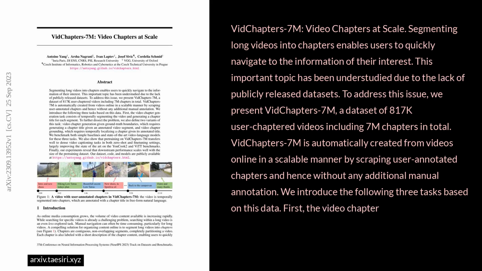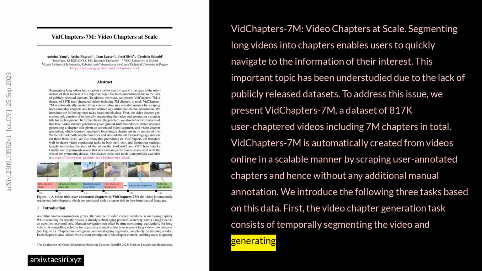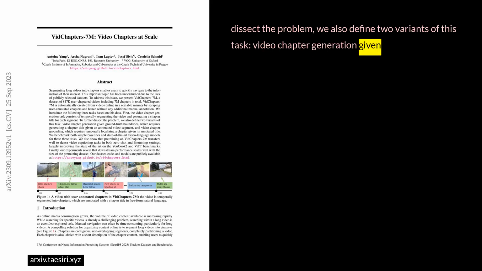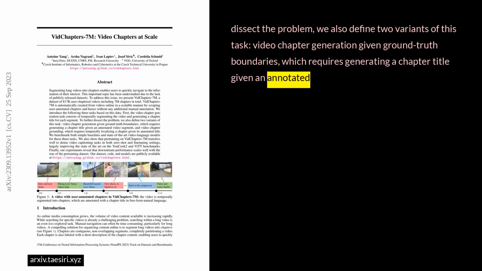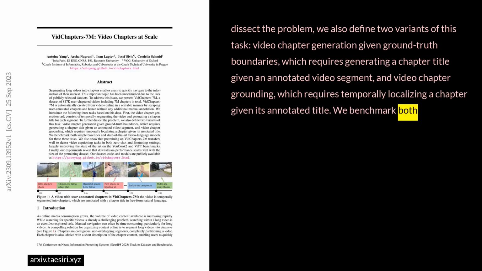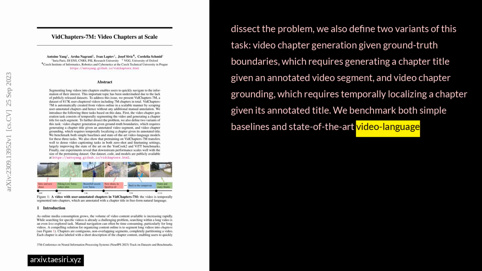First, the video chapter generation task consists of temporally segmenting the video and generating a chapter title for each segment. To further dissect the problem, we also define 2 variants of this task. Video chapter generation given ground truth boundaries, which requires generating a chapter title given an annotated video segment, and video chapter grounding, which requires temporally localizing a chapter given its annotated title. We benchmark both simple baselines and state-of-the-art video language models for these 3 tasks.